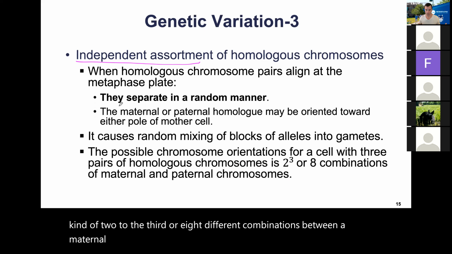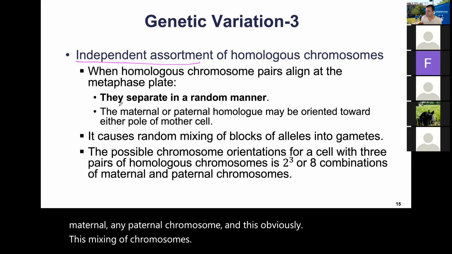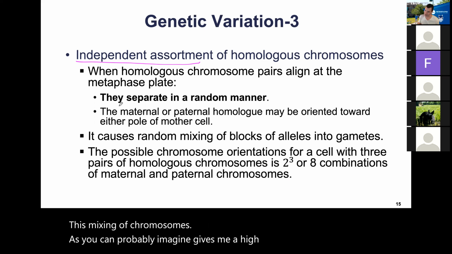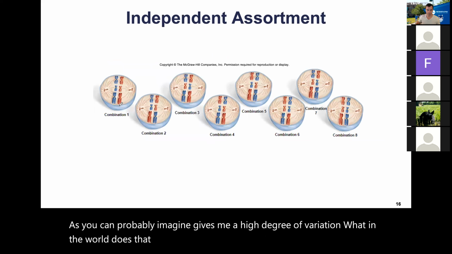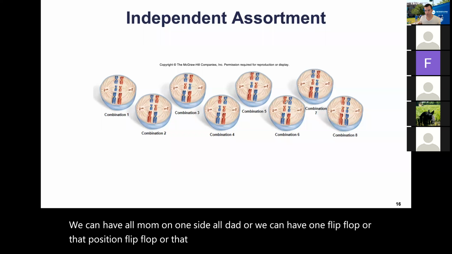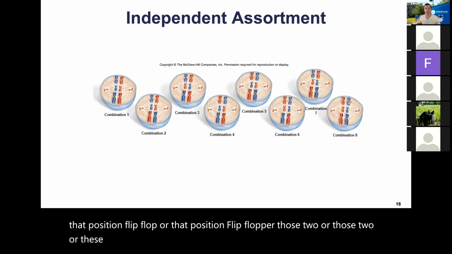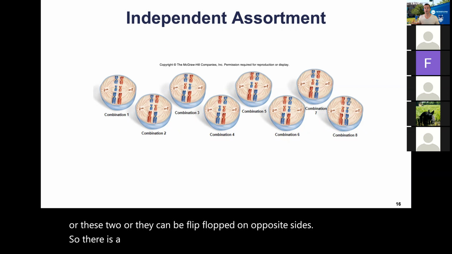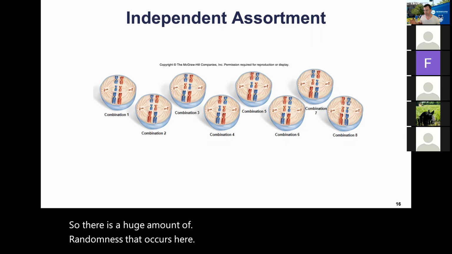a paternal chromosome. And this obviously, this mixing of chromosomes, as you can probably imagine, gives me a high degree of variation. What in the world does that look like? Well, we can have all mom on one side, all dad. Or we can have one flip-flop, or that position flip-flop, or that position flip-flop, or those two, or these two, or they can be flip-flopped on opposite sides. So there is a huge amount of randomness that occurs here. Crazy.